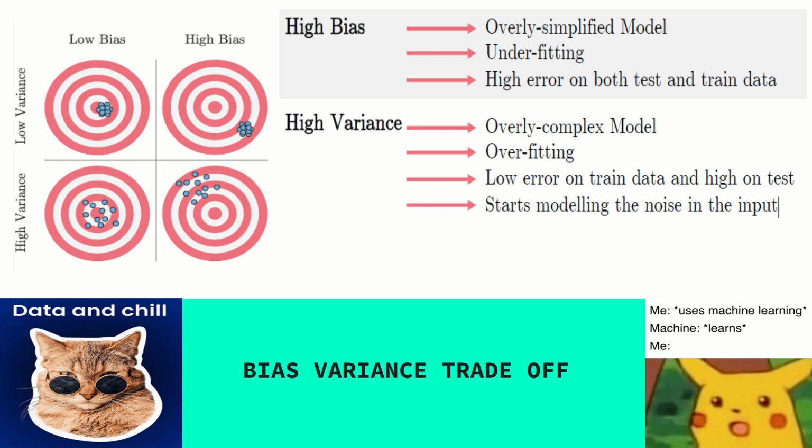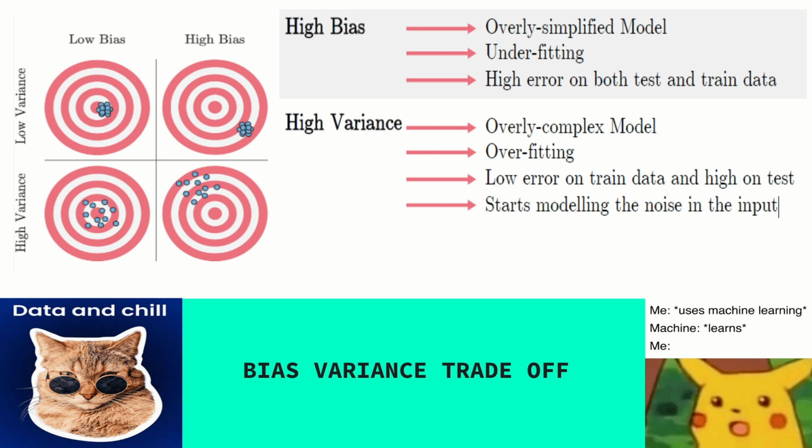On the flip side, we have variance. Variance measures the variability of our model predictions for a given dataset. It shows how sensitive our model is to changes in the training data. A high variance suggests our model is too complex and is overfitting the training data: very low error on training data but very high error on testing data. That is, it is capturing noise instead of the underlying patterns.